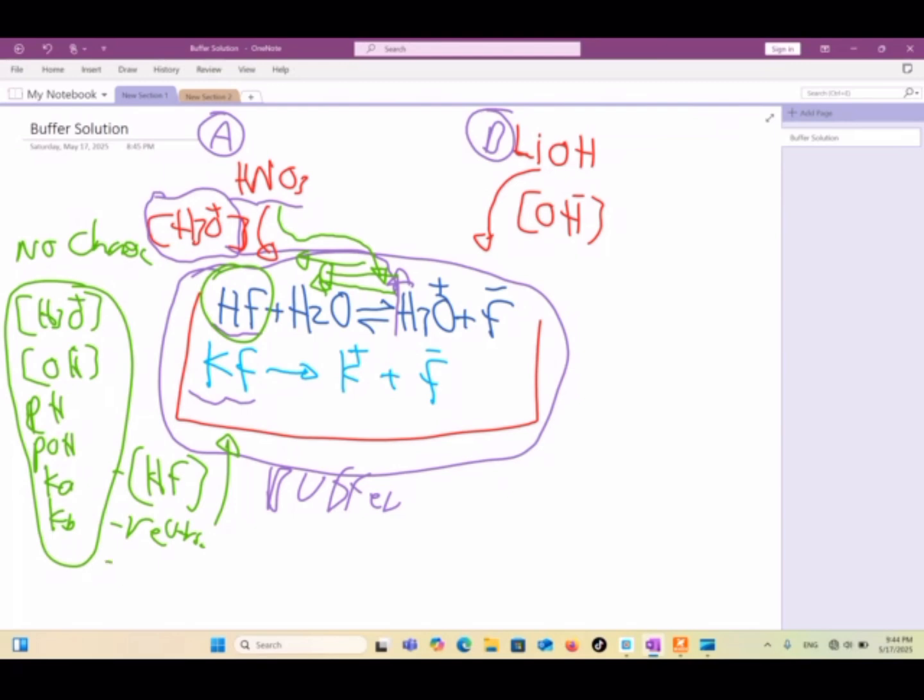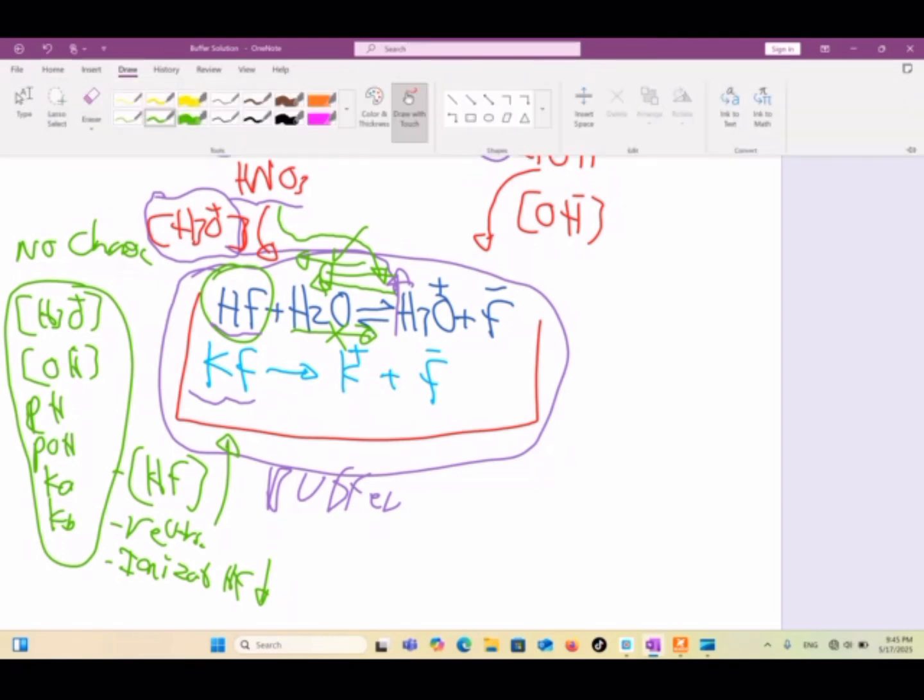And then what happened to the ionization, guys? The HF ionizes in the forward direction, but here the reverse direction is favored. Therefore, the ionization of the HF reduces; we can say the non-ionized HF molecule, which is the concentration of HF, increases. That's the effect of adding an acid into a buffer solution.